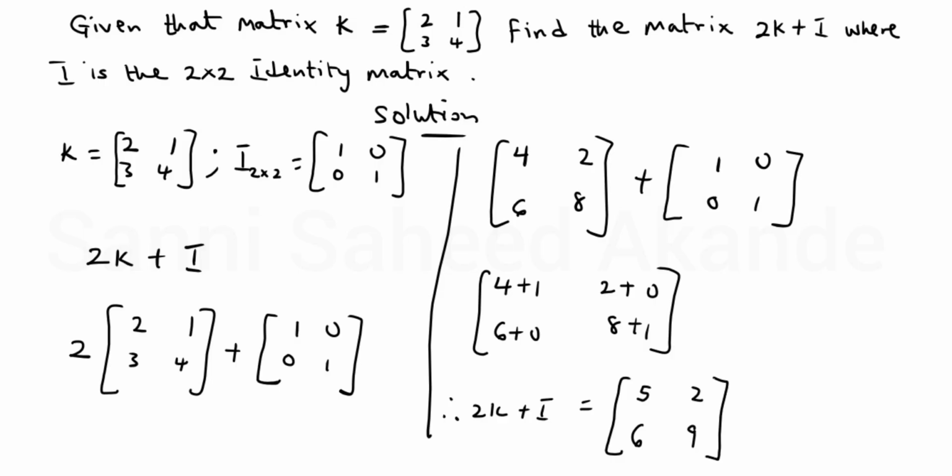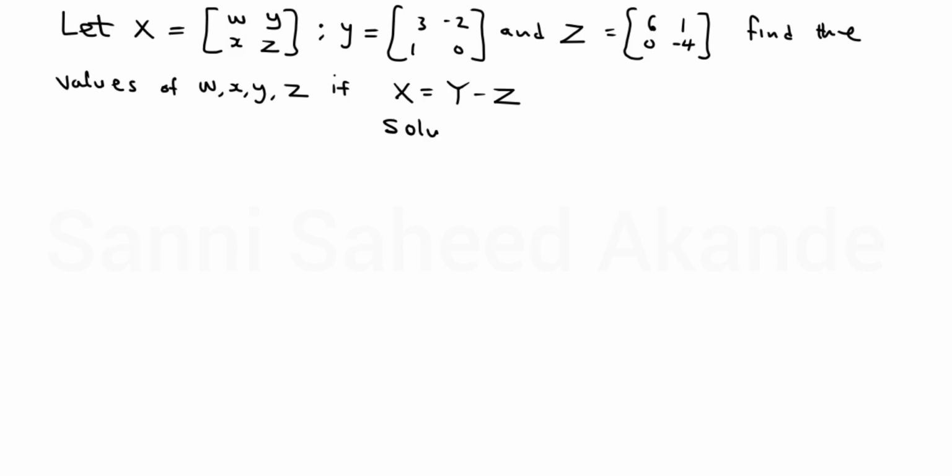Finally, let's take a look at this question. The question says, let X be equal to this, Y is as given on the screen, and Z is also given on the screen. Then find the values of w, x, y, and z if X is equal to Y minus Z. Alright, so we have been given the values of X, Y, and Z, so I will just begin by writing this equation: X is equal to Y minus Z.